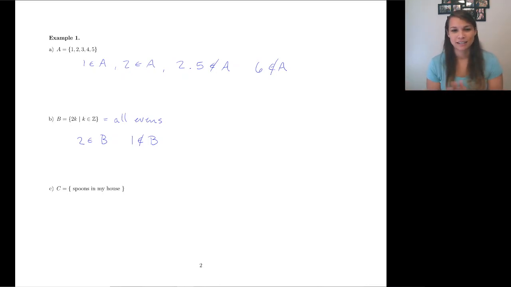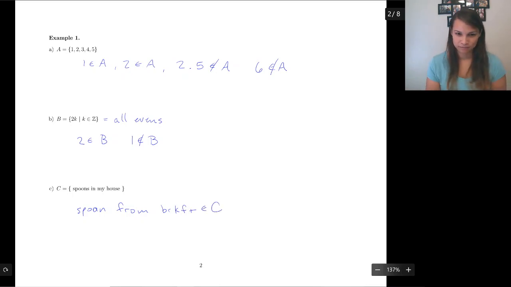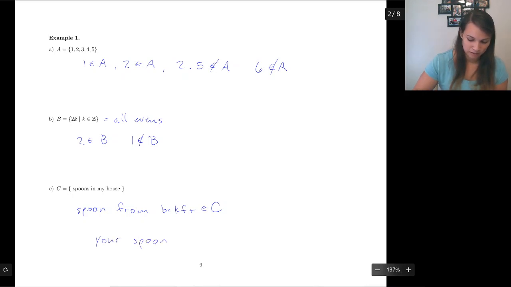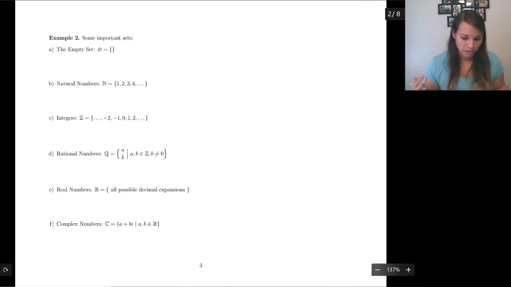And then last of all, my favorite set, spoons in my house. So my spoon from breakfast, sure, that's short for breakfast, that would be in C. However, your spoon would not be in the set C because that is not a spoon in my house, at least I hope.